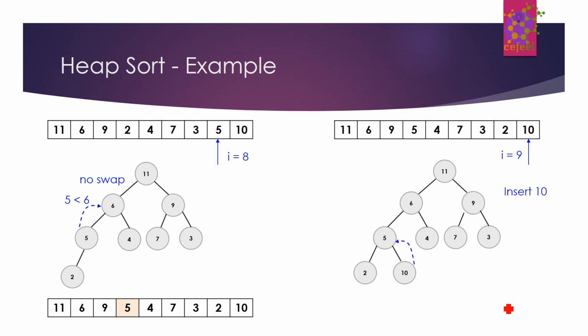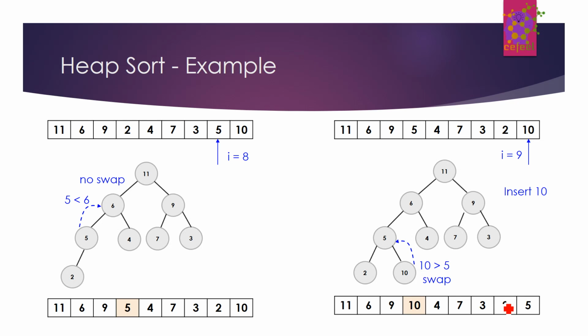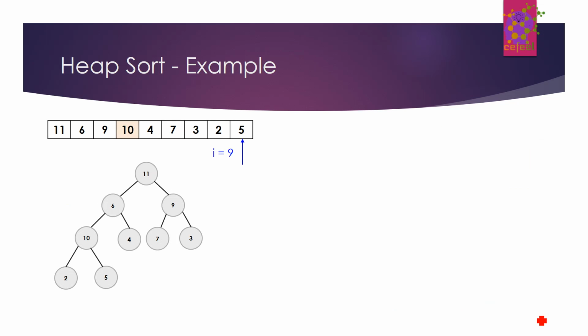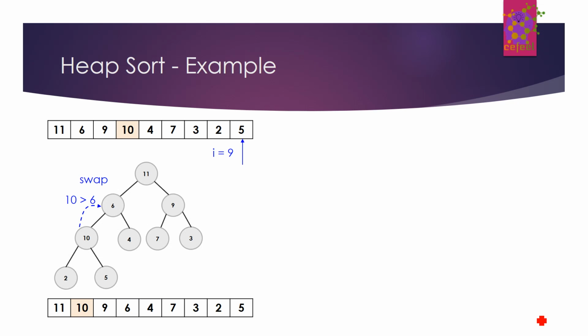So 10 will be first compared with 5. 10 is greater than 5. We need to swap. 10 will become the parent of 5, and 10 and 5 are swapped here, first step. So 10 and 5 are swapped, and then we are still not done yet. We have to compare 10 with its parent. We compare 10, and 10 is greater than 6. We need another swap. So 10 and 6 will be swapped. So now 10 will come to this second position, and 6 has been swapped.